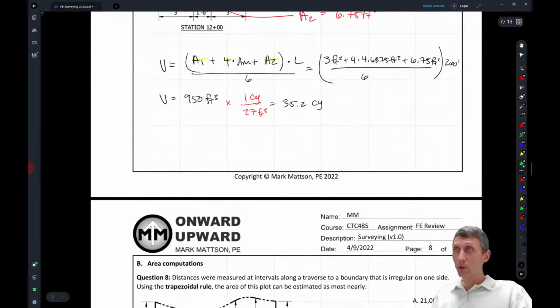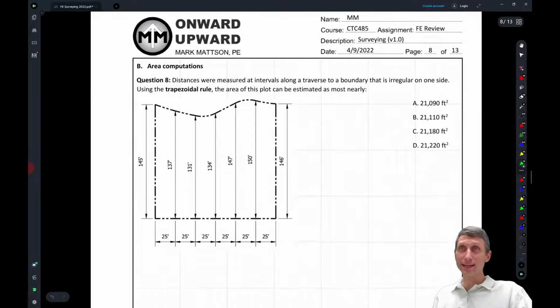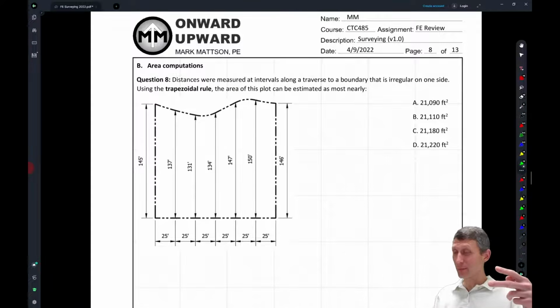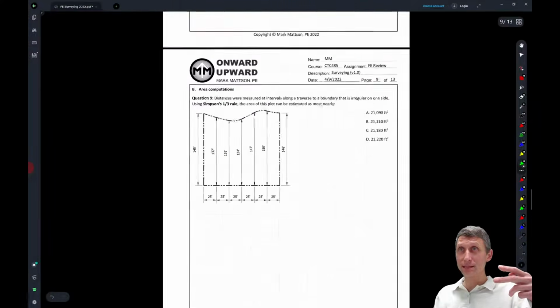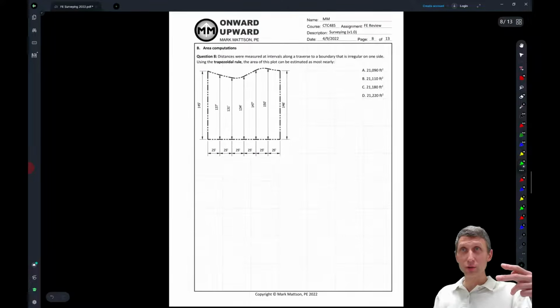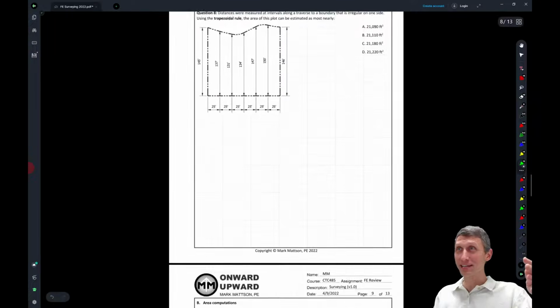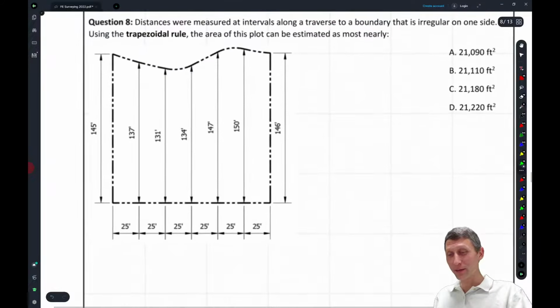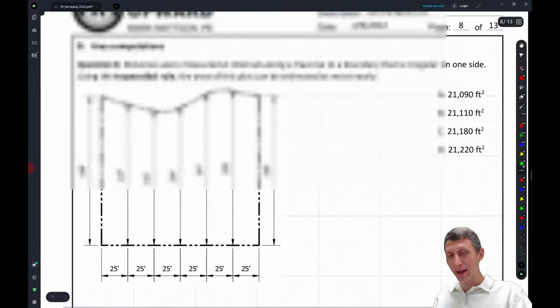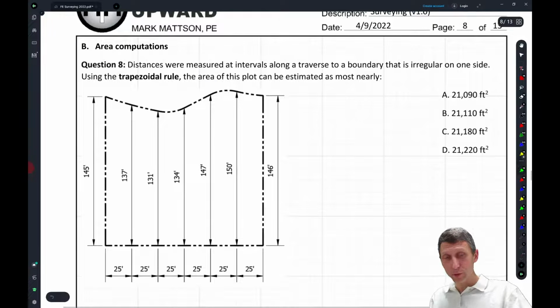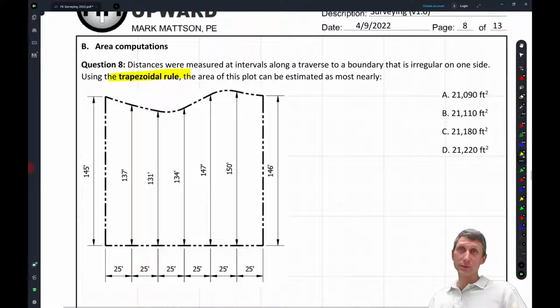All right, so we're going to keep moving, and these next two problems are actually similar type things. We have distance and we have distance, so same area here. I'm just jumping back and forth between question 8 and question 9. Same area here, but for the first one, we're going to use the trapezoidal rule. The second one, we're going to use Simpson's rule.